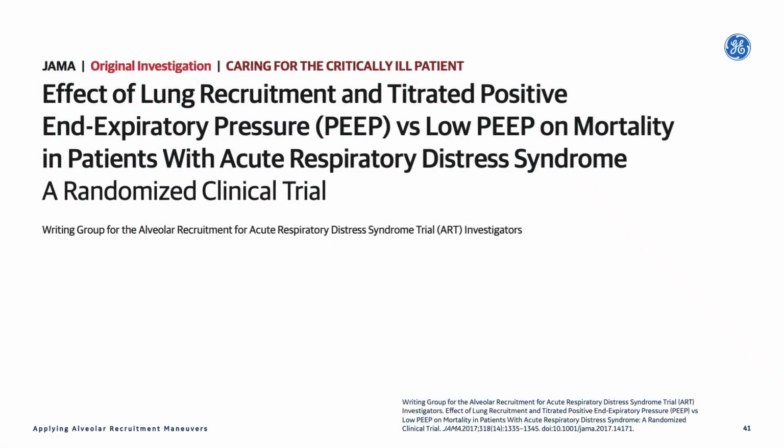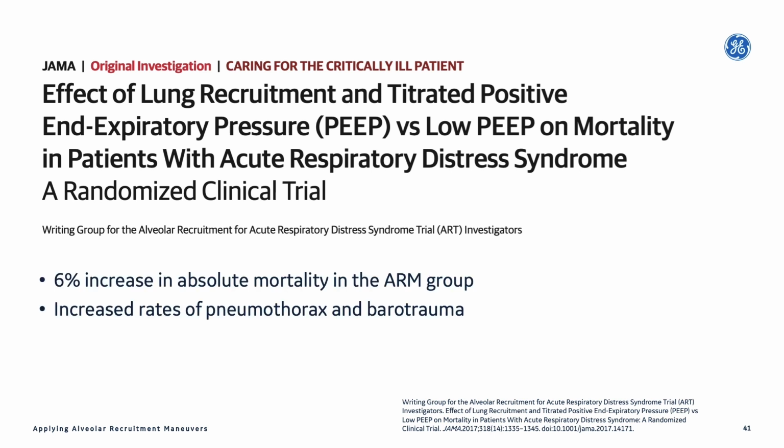The most common question I get in regards to recruitment maneuvers and PEEP in the operating room is, is it safe? Well, let's look at the literature, because I believe it is. Often those who are concerned about the safety of lung recruitment and titrated PEEP bring up this trial, the ART trial, published in JAMA. In this trial, they found a 6% increase in absolute mortality in a group of ARDS patients receiving recruitment maneuvers, and they also showed increased rates of pneumothorax and barotrauma compared to the control group.